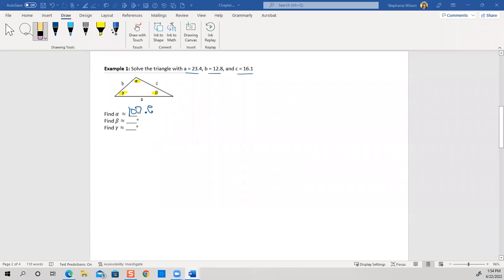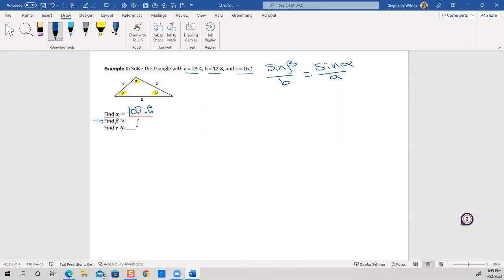Now that I've erased all of this, let's solve for our next angle. When I solve for the next angle, I only have one angle and I have all my sides. So what I want to do is use the law of sines to find the other one. I know what I want to solve for next is going to be my beta. So I'm going to do sine beta over b is equal to sine of alpha over a.